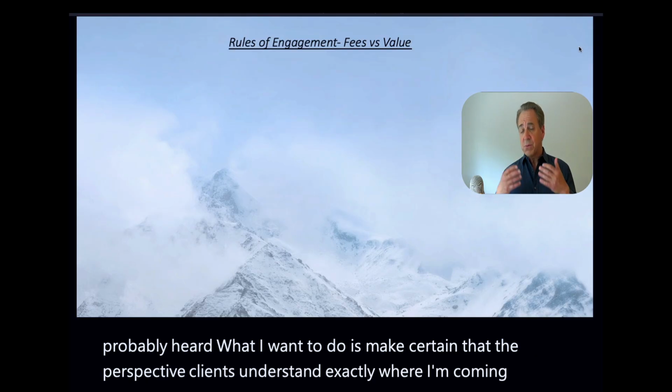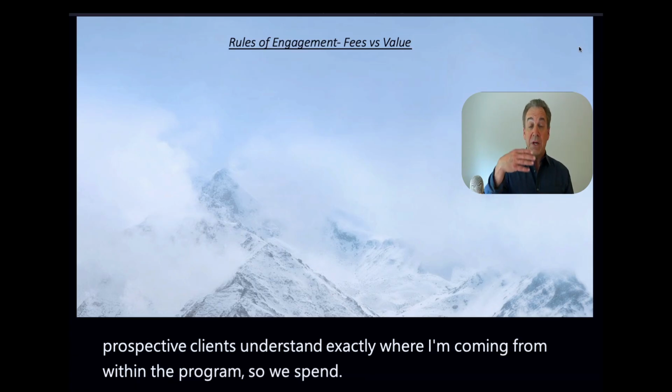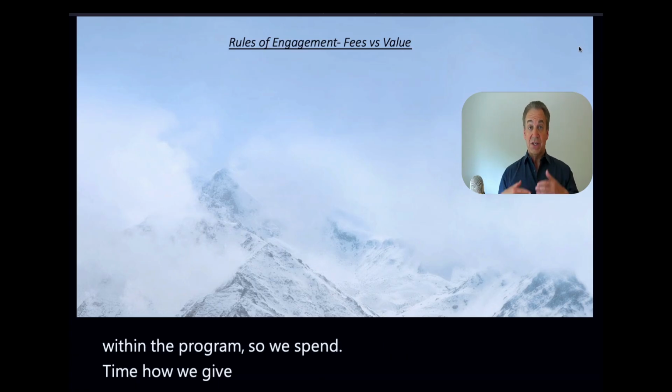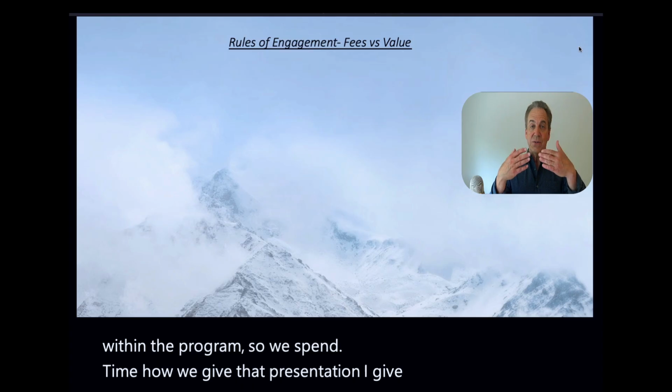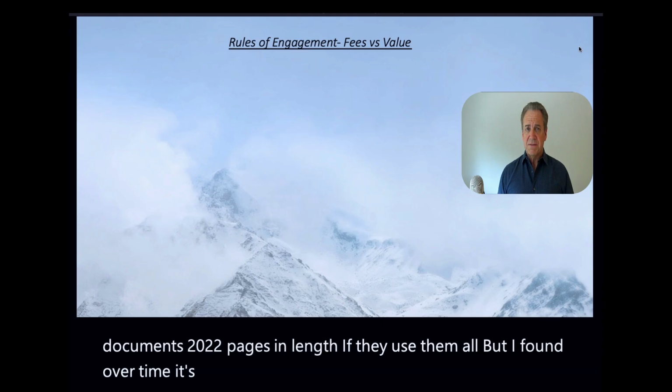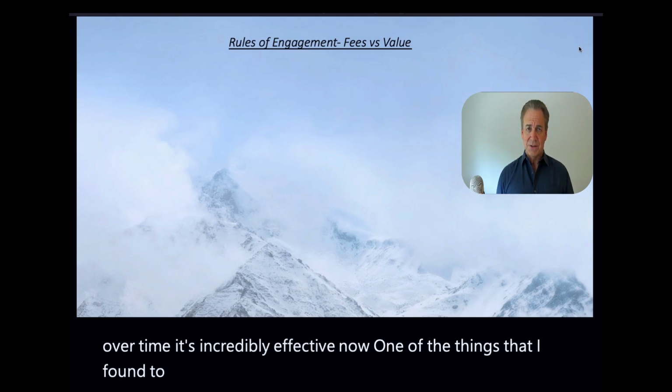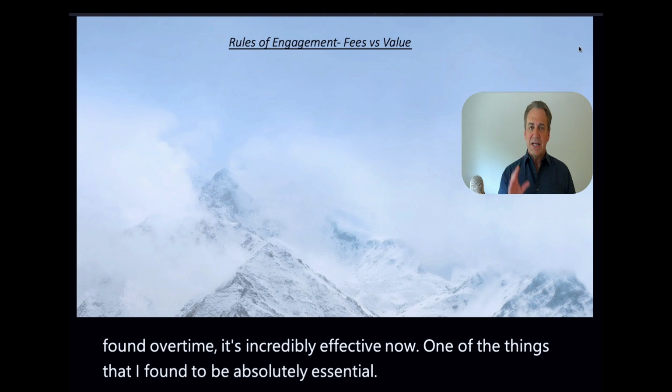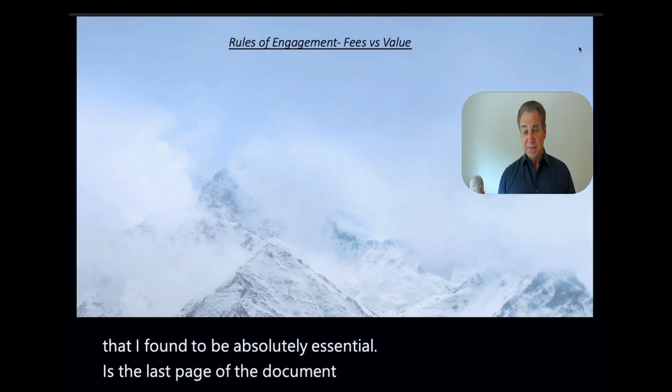Within the programs, we spend a lot of time on how we give that presentation. I give examples and I use documents 20, 22 pages in length. You don't have to use them all, but I found over time it's incredibly effective. Now, one of the things that I found to be absolutely essential is the last page of the document, where I talk about the rules of engagement.